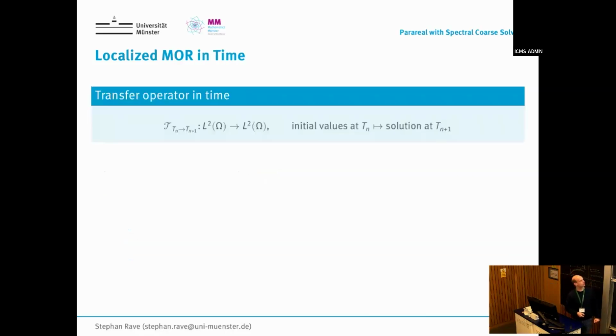And this leads us formally to what we would call the transfer operator in time, which is simply doing the following thing. So I start at a point in time Tn, and I prescribe initial values. This is the input to my operator. And then it computes the solution at a future point in time Tn+1. And the solution is then the evaluation of my operator. And now it's quite easy to see that for linear parabolic problems, this transfer operator is affine and its linear part is compact.